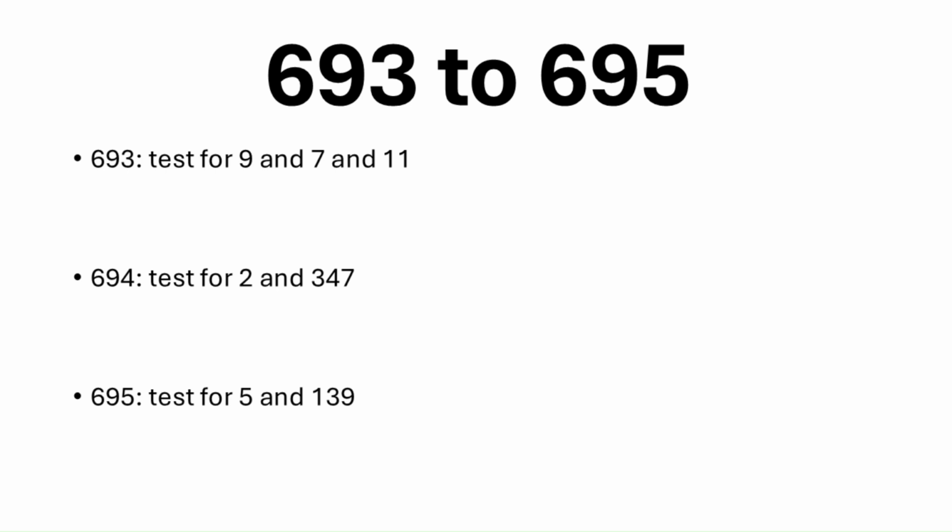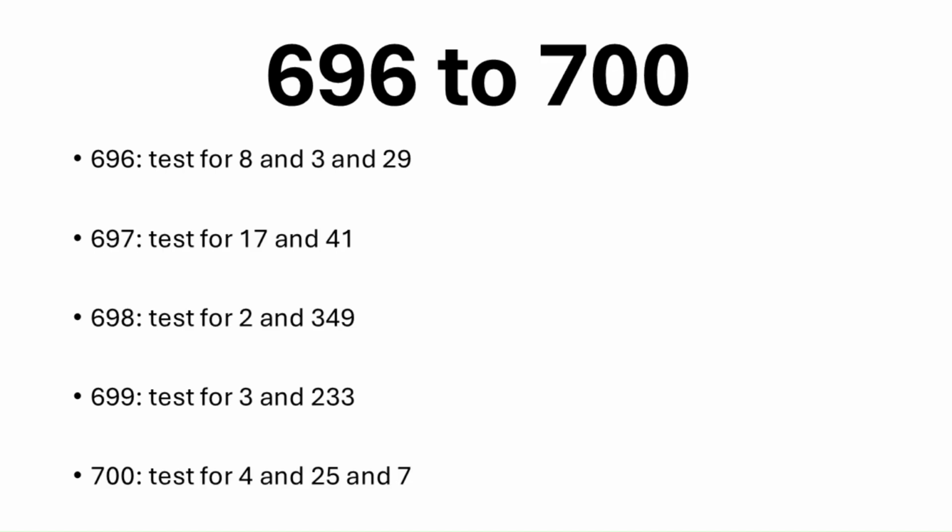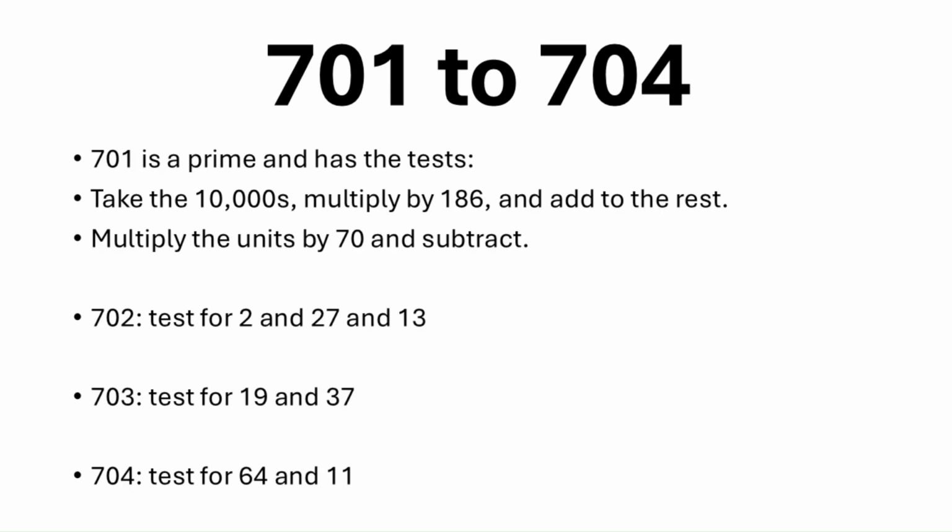694, test for 2 and 347. 695, test for 5 and 139. 696, test for 8 and 3 and 29. 697, test for 17 and 41. 698, test for 2 and 349. 699, test for 3 and 233. 700, test for 4 and 25 and 7. 701 is a prime and has the tests.